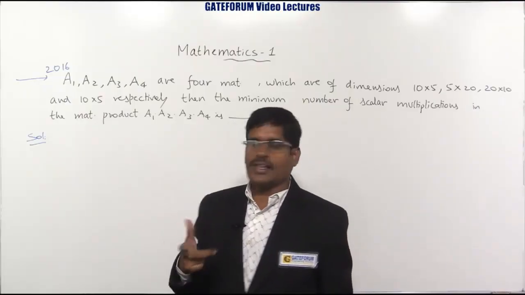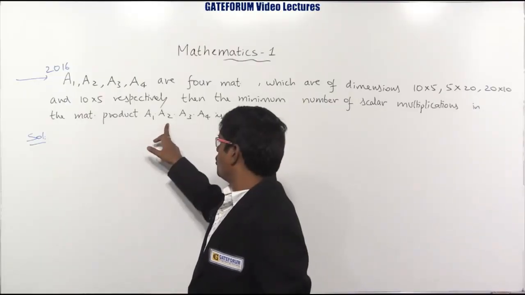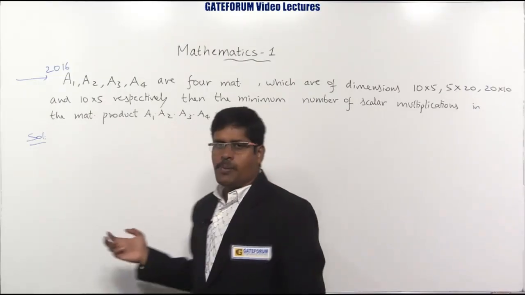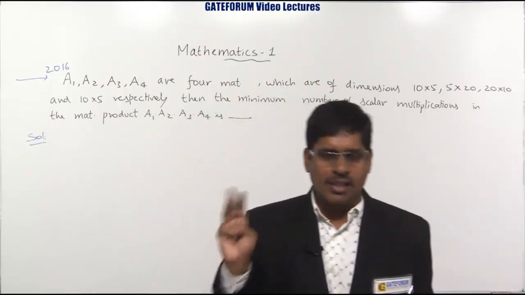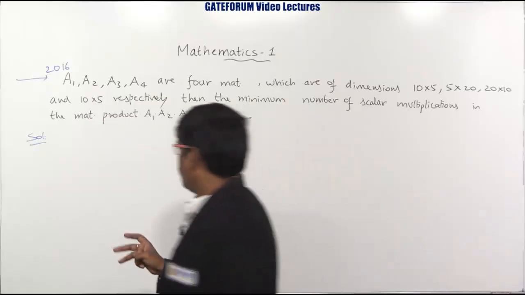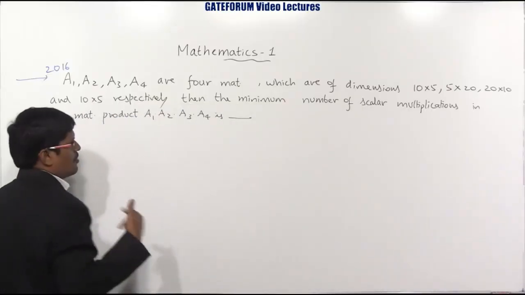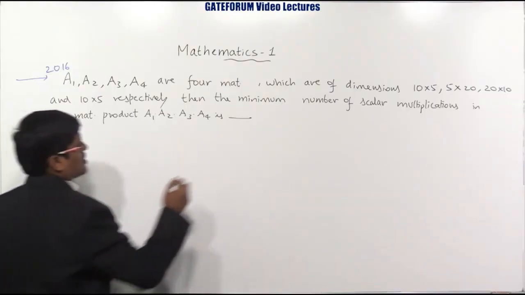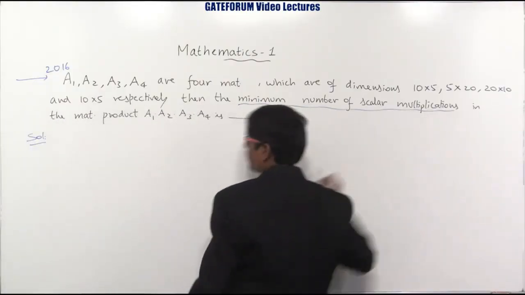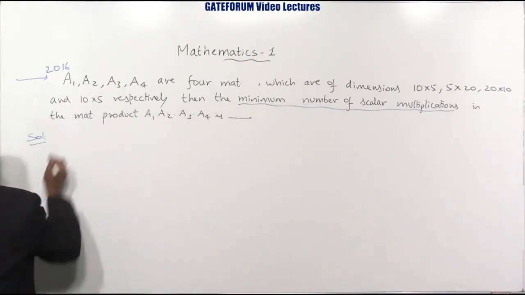Taking two matrices only in that order: first A1 into A2, then multiplied by A3, then multiplied by A4. So total three steps to multiply the product A1, A2, A3, A4. There are so many cases. So that's why they are asking the question minimum number of scalar multiplications. Please underline.